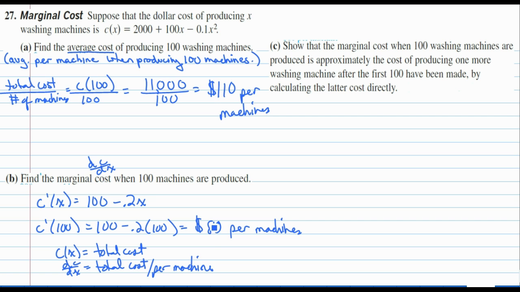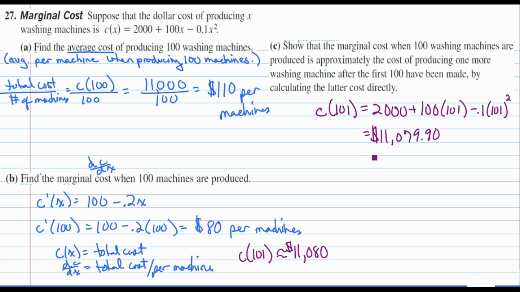we got, is approximately the cost of producing one more machine after the first 100 have been made. So remember, this is an estimate. We said the cost of producing 100 machines was $11,000, and we think that the cost of producing 101 machines is going to be about 11,000 plus 80, so 11,080. Let's see if it actually is that amount. Let's calculate that directly. So let's do the cost of 101 machines.